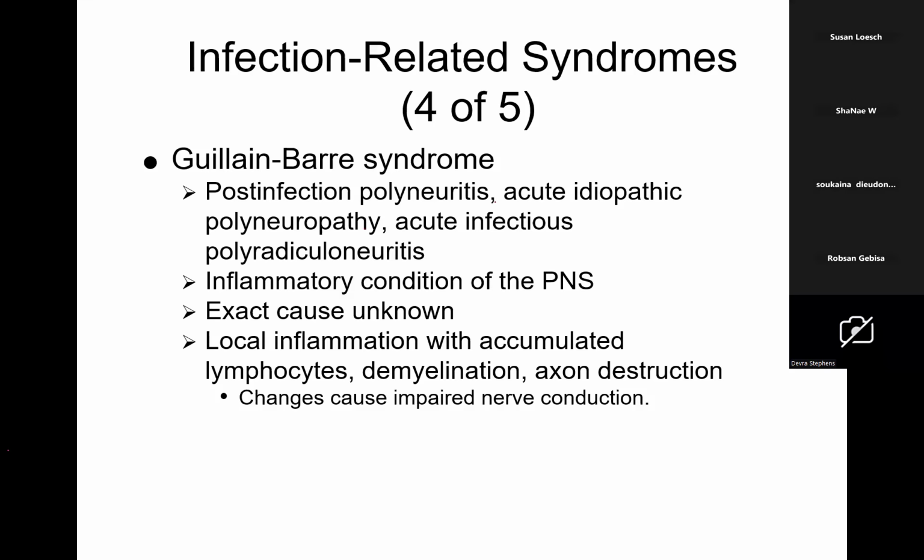It causes inflammation, and a lot of lymphocytes develop. We'll see demyelination and axon destruction in the peripheral nerves. These changes can cause impaired nerve conduction, especially in the motor fibers. So that's those efferent fibers. And remember, those are responsible for conducting some sort of action in the body. Also, the afferent or sensory fibers can be involved.